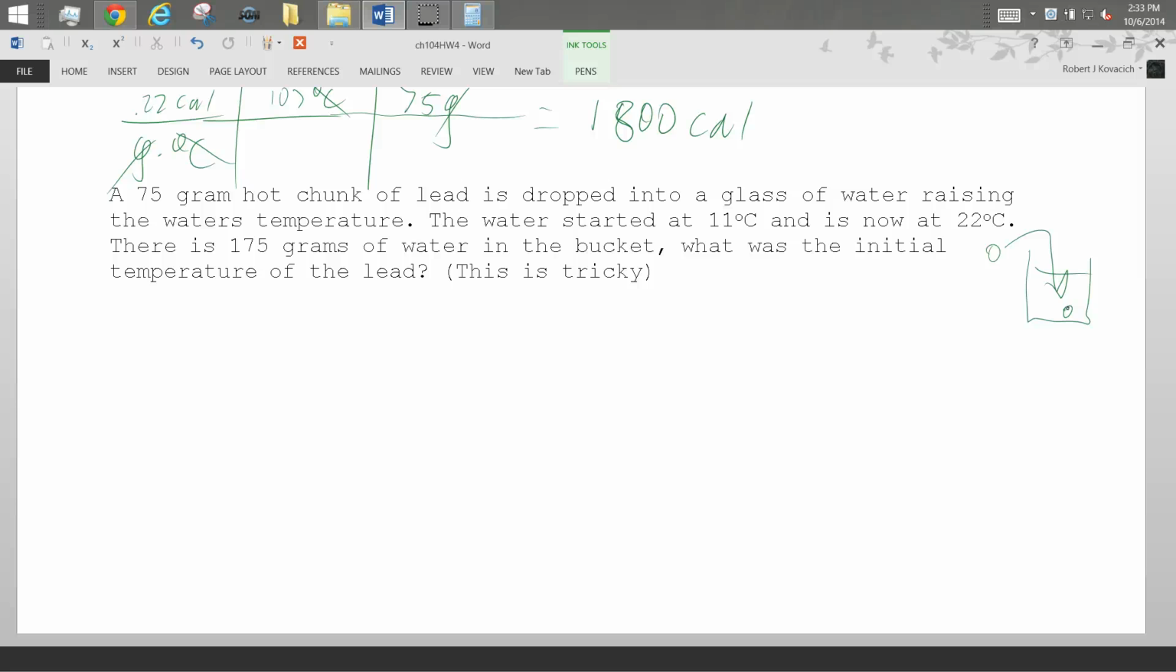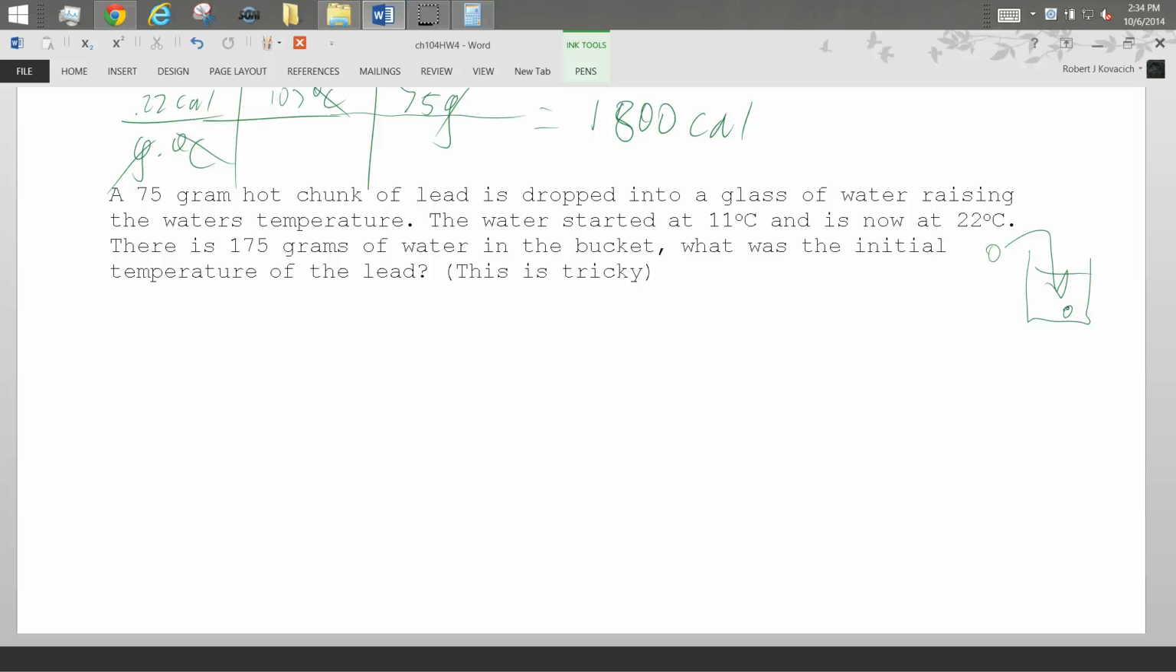Because you had to balance the level out, because the cold water went into the lead, and the heat of the lead went into the water. There's no such thing as cold. Well, the less heat. So nothing went into the lead. No cold went into the lead. What came out of the lead?